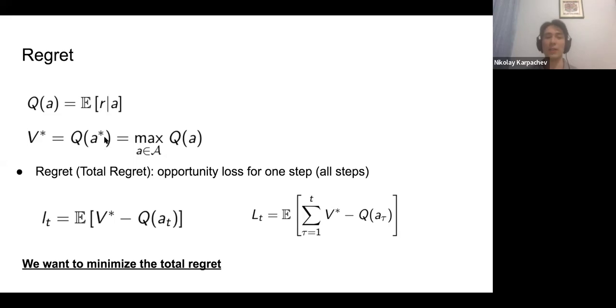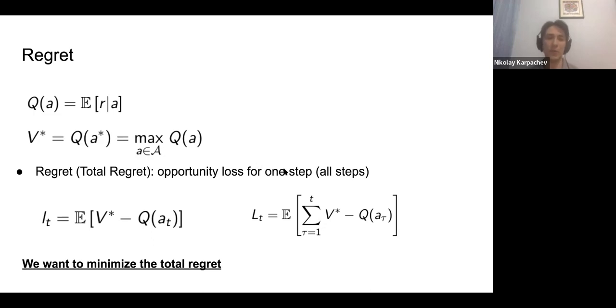So our task is to find the optimal machine. Our task is to find the A star, the optimal action. And quite understandably, this is the action with the maximum Q value. So it's Q of A star, or V star, or maximized Q value over the actions. So the best machine. So we want to estimate the best machine and play only with it, but we don't know anything at the start. So we'll probably spend some time estimating this quantity. And ideally, we want to spend not too much time estimating this quantity.